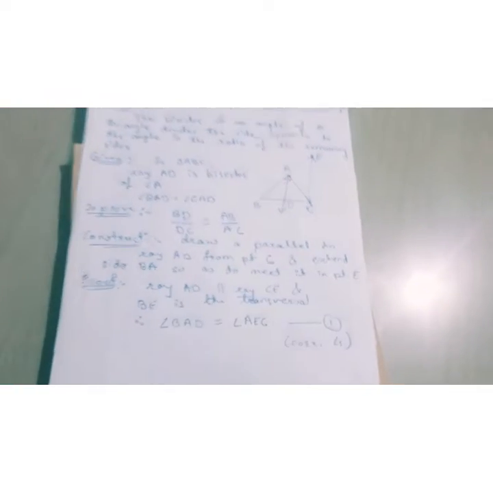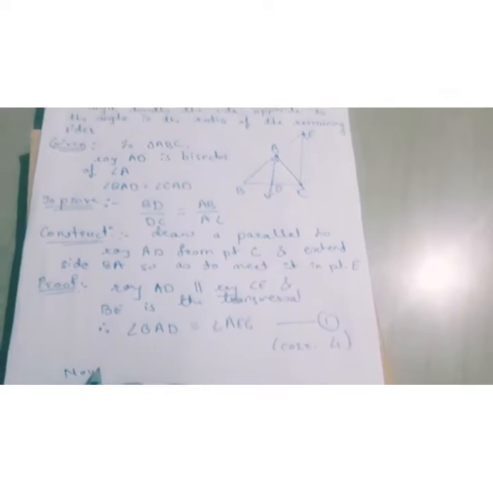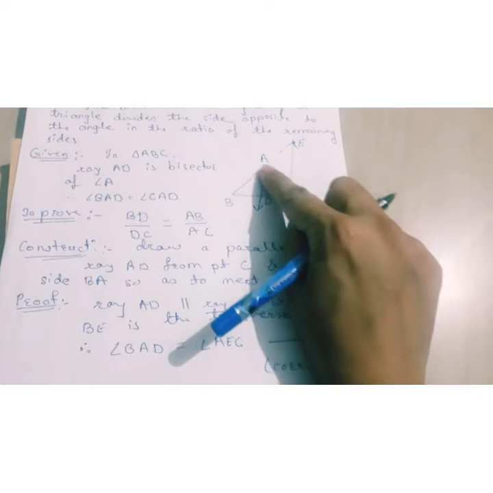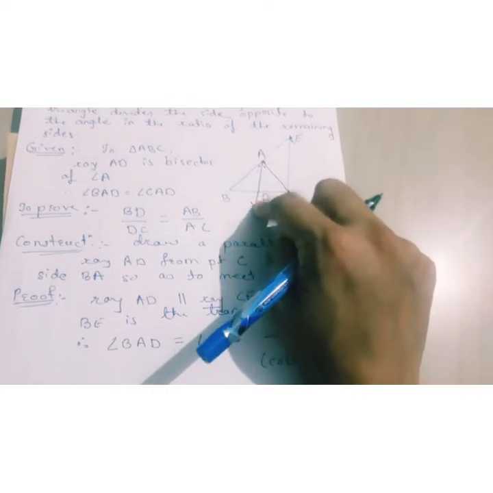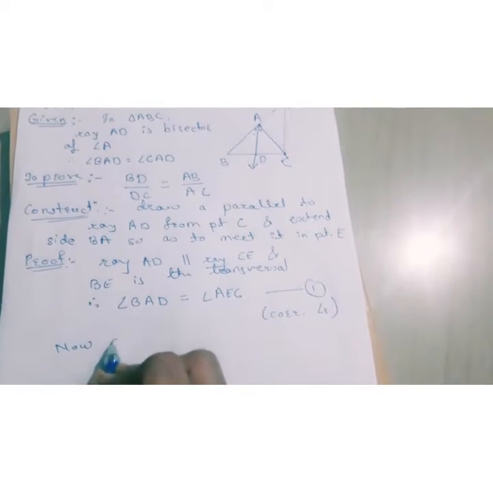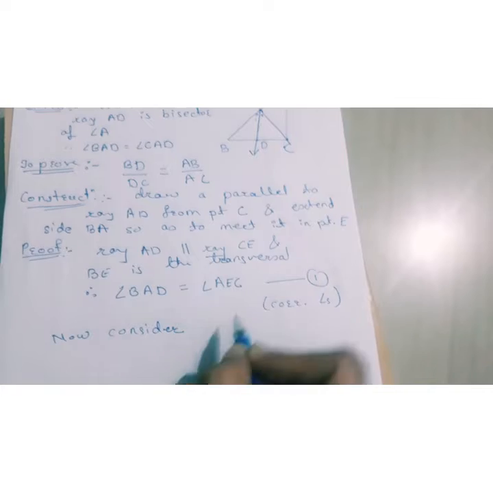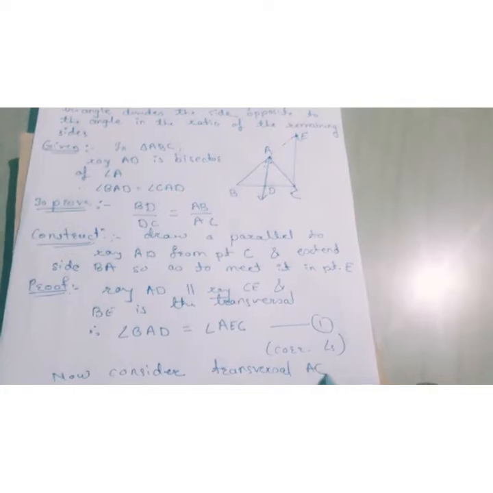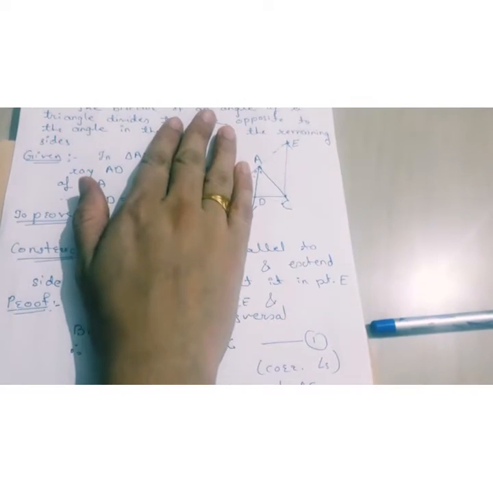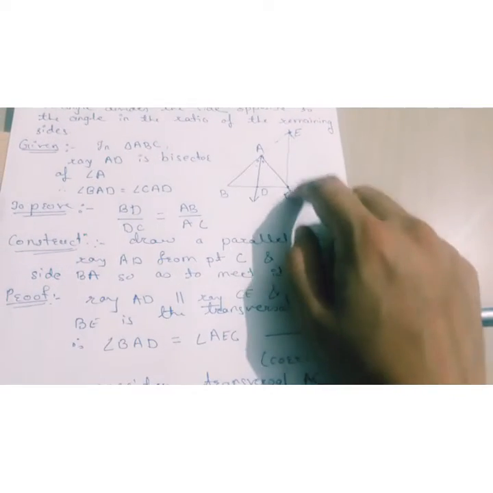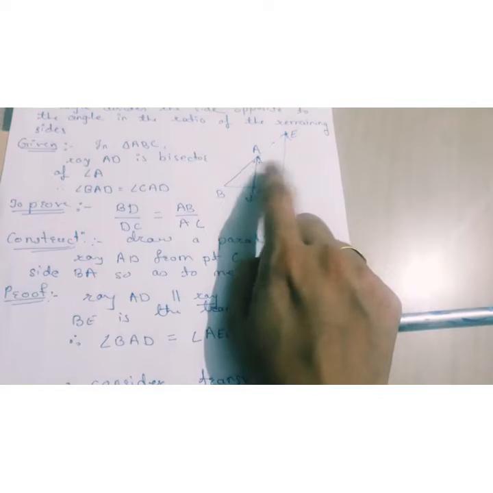Again, now consider, can you see one more transversal between these two parallel lines? Yes, look here. This AC is also a transversal line between these two parallel lines. Now consider transversal AC. Again look here, between these two parallel lines, AC is the transversal. So can you say that a Z is forming here? Whether this angle and this angle are equal? Yes, these two are equal because these are alternate angles.